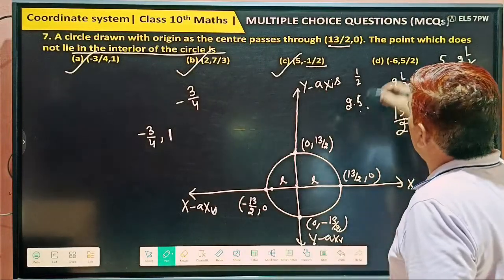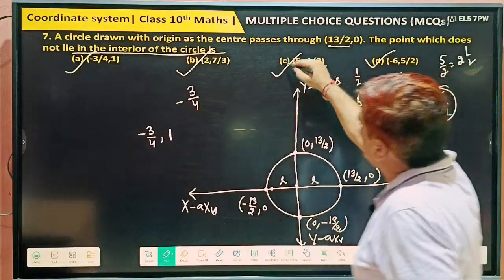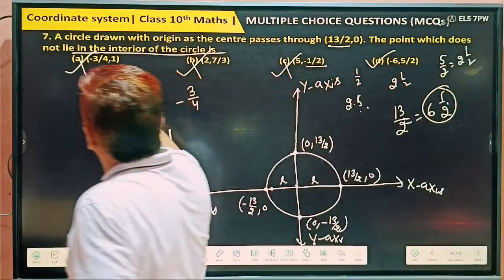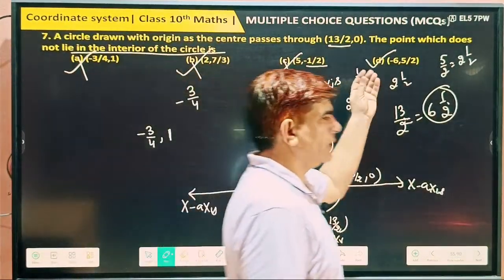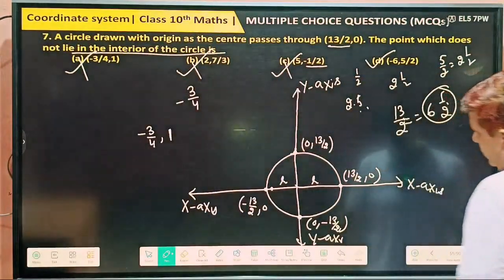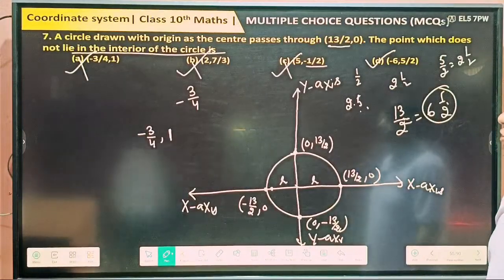So which one is your answer? This is your answer. These are not your answer, as they do not lie in the interior of the circle. So what you can say, D is our answer. Understood?